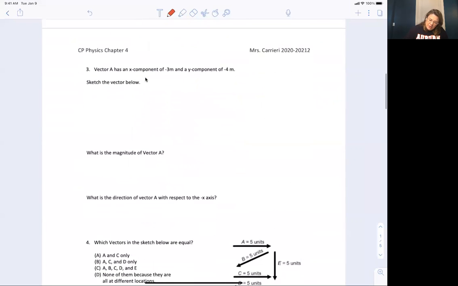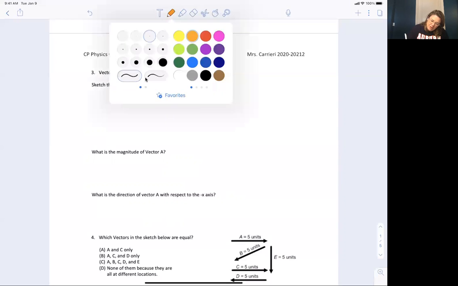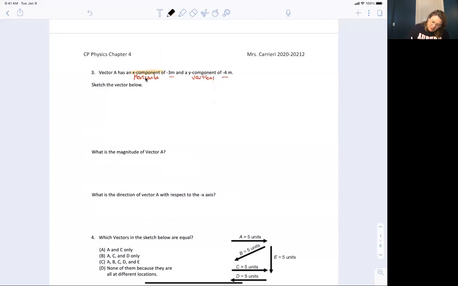A vector A has a component of -3 and -4. X component, what is that one? That is the horizontal. Y component is the vertical. So we need to sketch the vector. They gave me the components. I have to sketch the vector. So I would have to go to the left 3, down 4. That's the components. What is the vector? Starts at the beginning, goes to the final location. This is the answer. This is the vector A that they described.